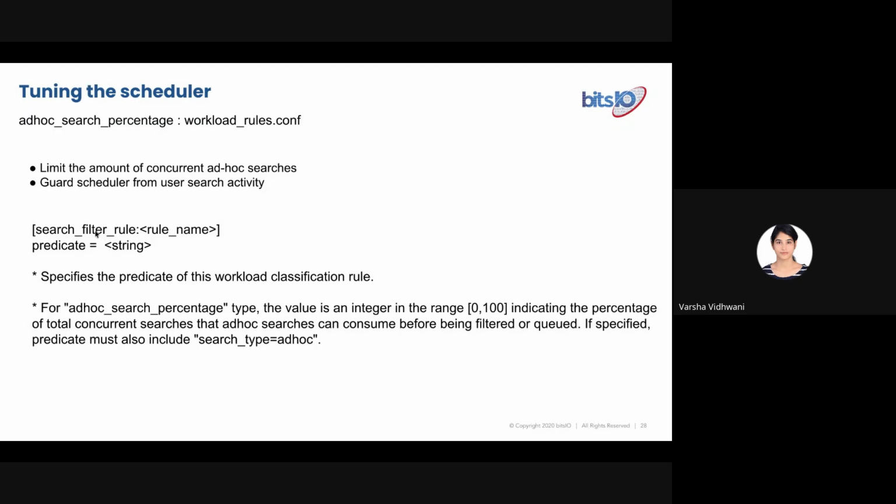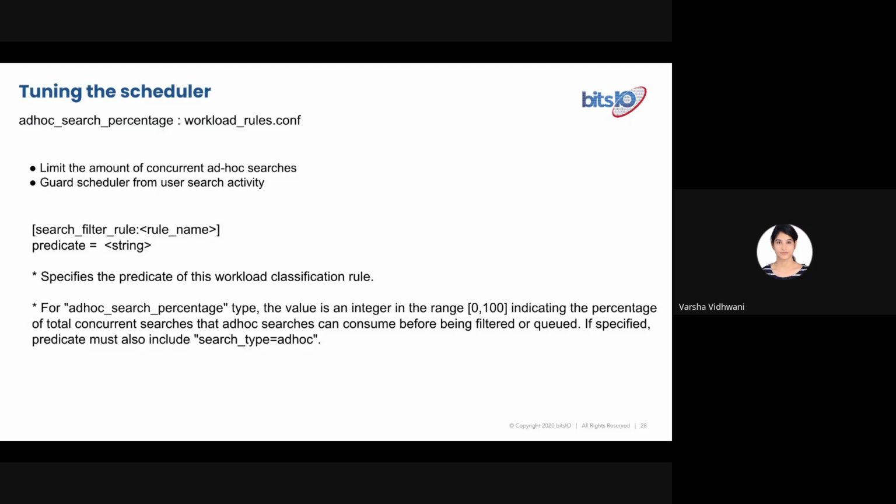Each rule is defined under a search filter rule stanza. Inside the rule, you specify a predicate, in string format, which tells Splunk what searches this rule should apply to. For ad hoc search percentage rules, the predicate must include a search type of ad hoc. You have to mention that search type as ad hoc in this stanza, and in this way we are telling Splunk that only the ad hoc searches are controlled.